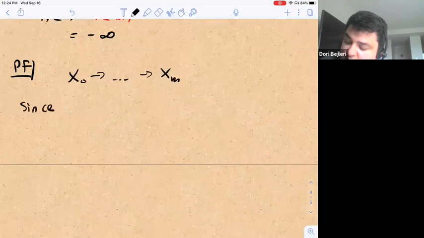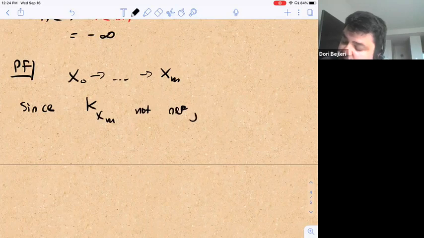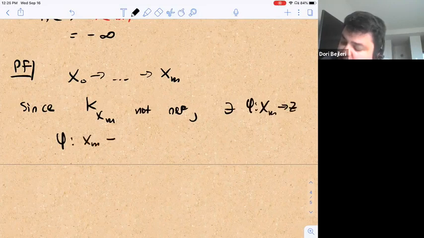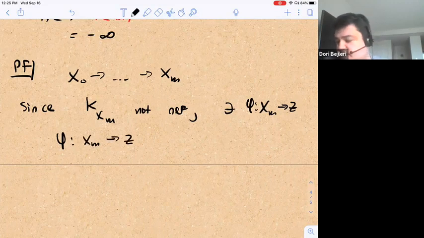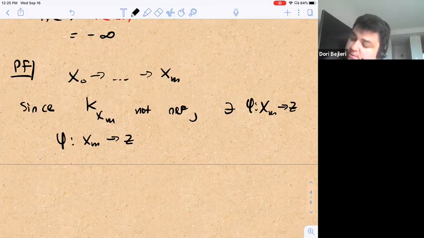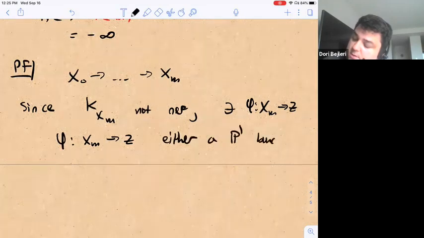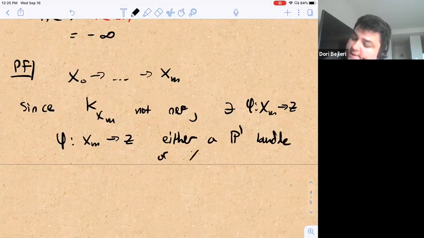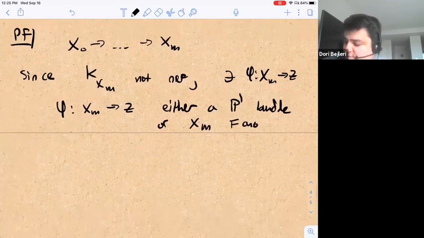Since K_{X_M} is not nef, we can find one of these extremal contractions. And by our classification, either this extremal contraction is the blowdown of a -1 curve, but we're assuming X_M is minimal, so it can't be that. So that tells us that this is either a P1 bundle or X_M is Fano. And now we have to check that in the P1 bundle case, you're really a projective bundle, and in the Fano case, you're really P2.